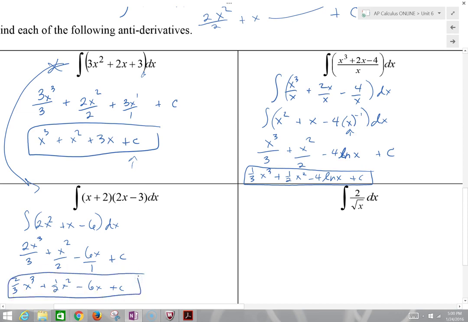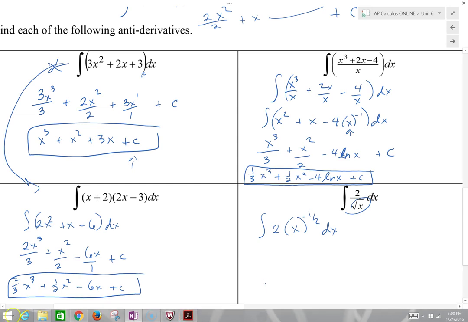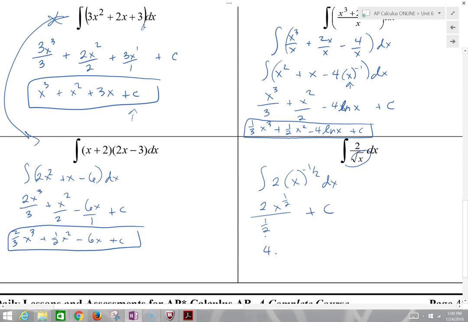c. This fourth case doesn't look like any of the above ones, but we can make this look like a polynomial by taking this right here and rewriting it as a rational exponent. We have 2 times x to the negative 1/2 dx. So now we can take the antiderivative of that. So we add 1 to the power, so we have 2x to the 1/2 divided by the new power, which is 1/2, plus c. We simplify that a little bit more, we get 4 square root x plus c.